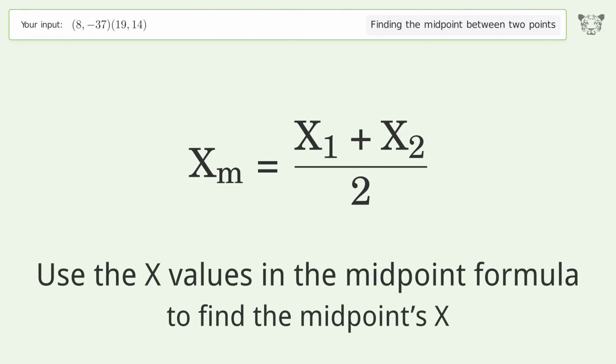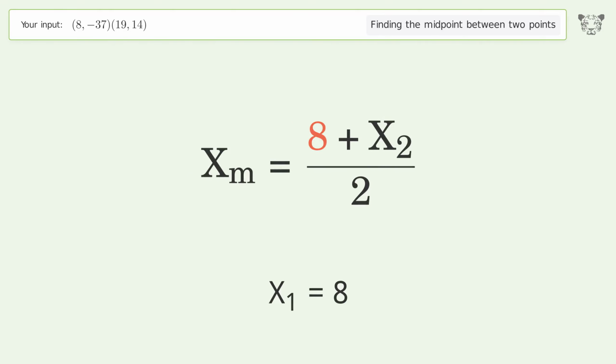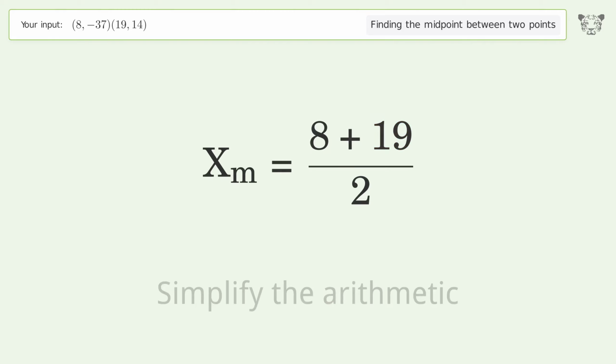Use the x values in the midpoint formula to find the midpoint's x. x1 equals 8. x2 equals 19. Simplify the arithmetic.